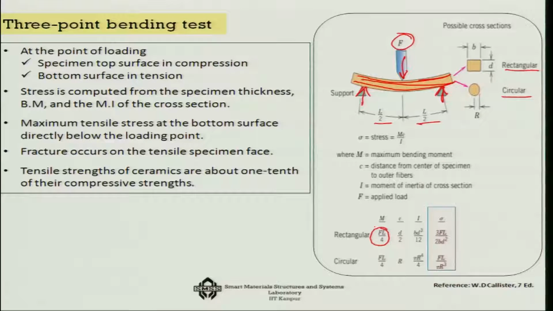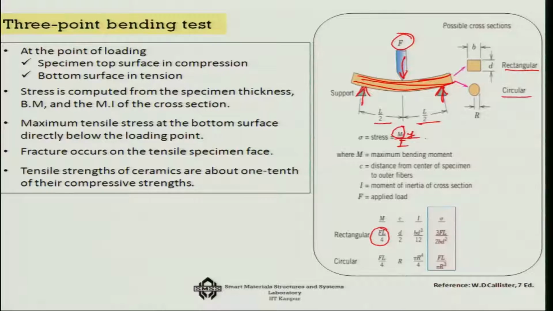So, this FL by 4 is the bending moment that the sample is subjected to, and if I know this bending moment M, and if I know where exactly a particular fiber is located, for example an extreme fiber at distance y, then the stress is My by I. So, I can find out the stress it is subjected to. Thus, from the 3-point bending test, the bending moment and the sample geometry, we can find out the compressive stress and the tensile stress that the sample is subjected to.